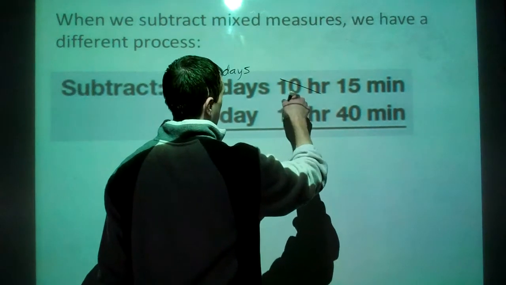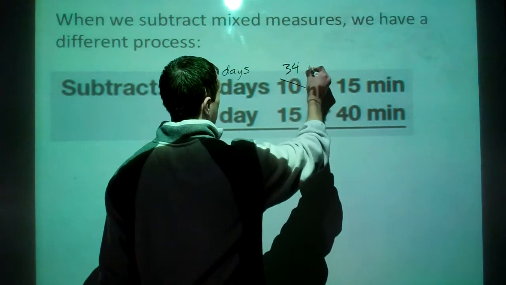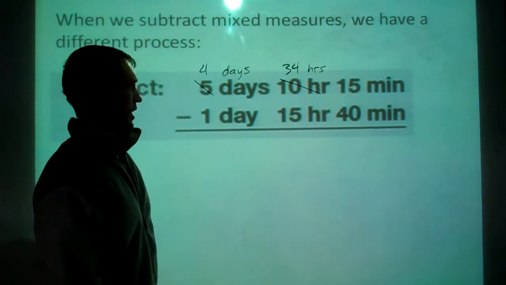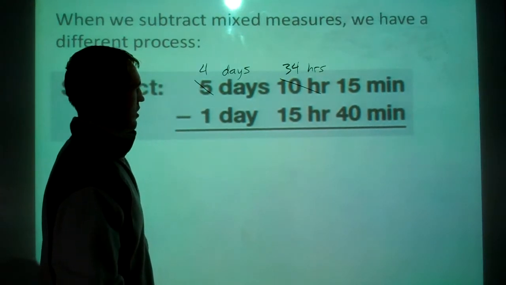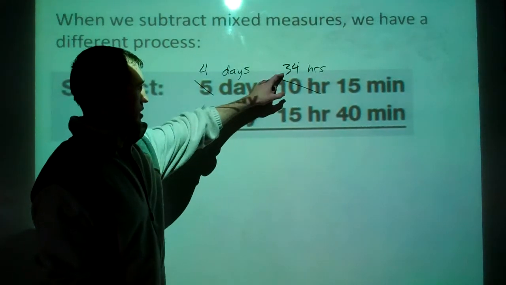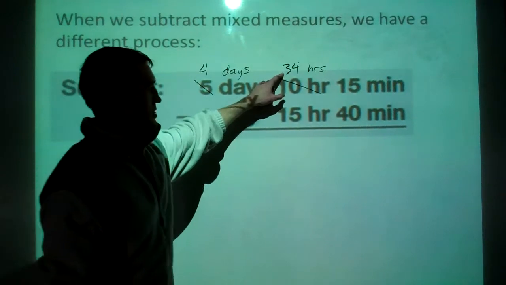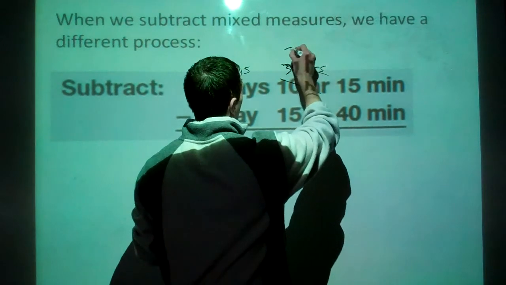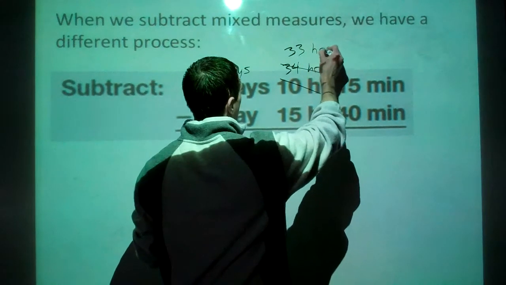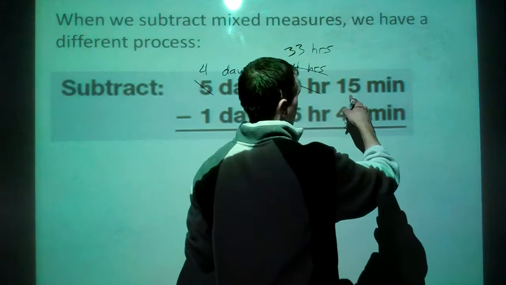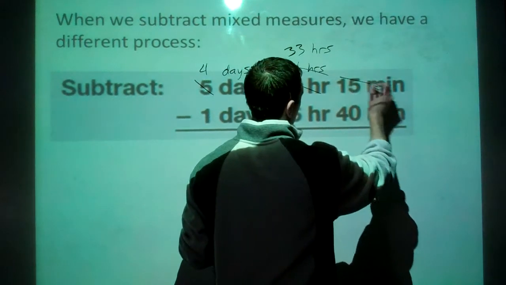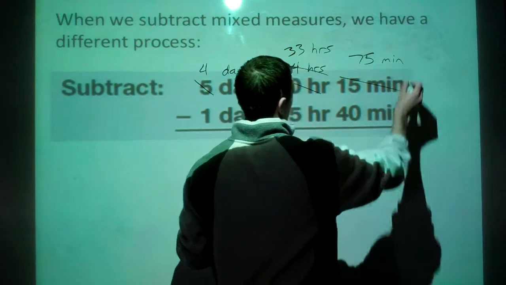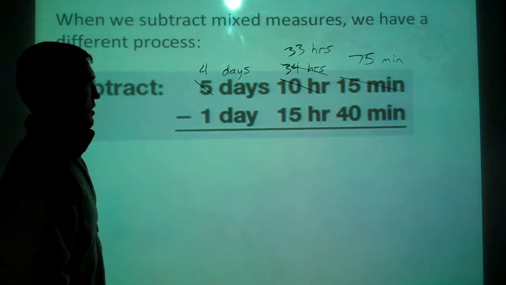24 plus 10 is 34 hours. But we're also going to take away 1 hour from this. And that would be 60 minutes. So let's take away an hour, so we'll be left with 33 hours. And then add 60 to this, and we are left with 75 minutes. And now we can do our subtraction.